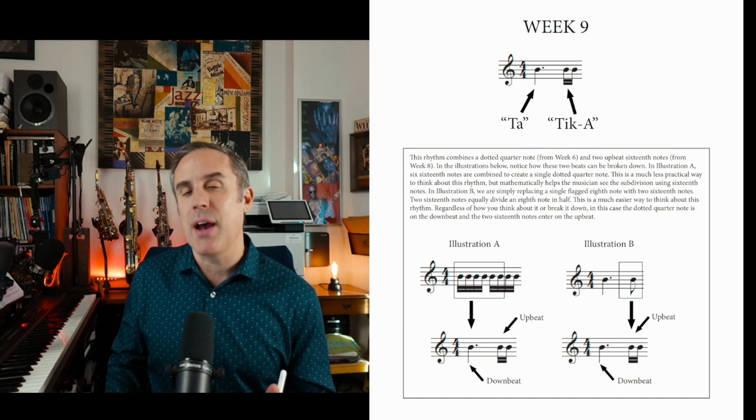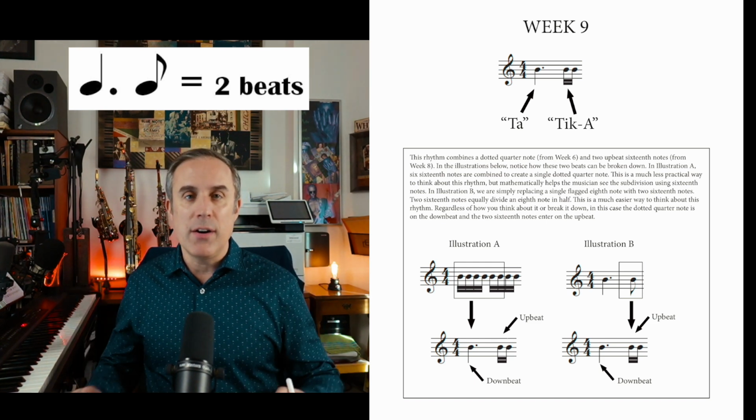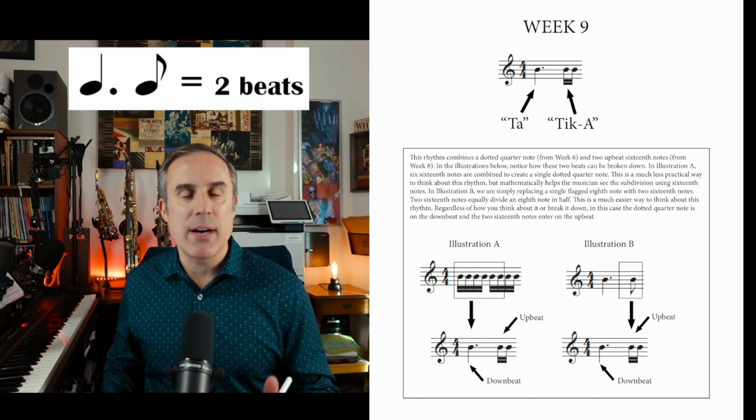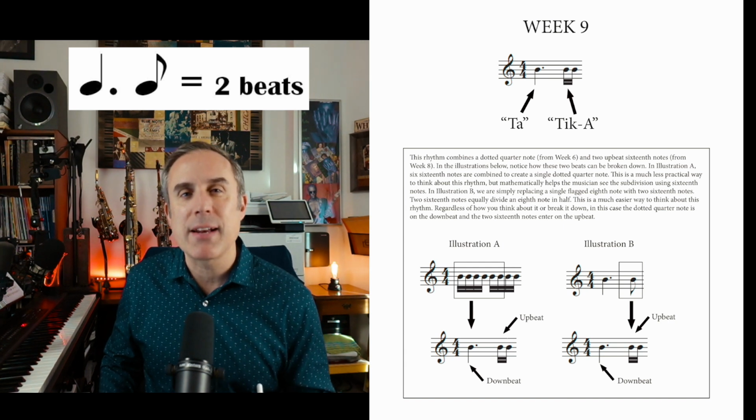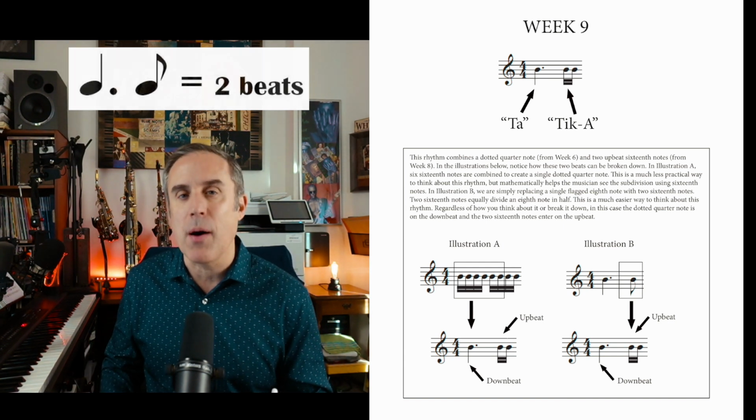Back in week 6, we had the dotted quarter note to the 8th note. It sounded like this: ta, ti. So we had that downbeat dotted quarter note and that upbeat flagged 8th note that came in on the end of 2 or the end of 4 when we utilized it in common time.